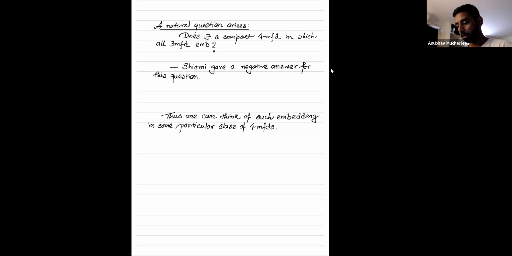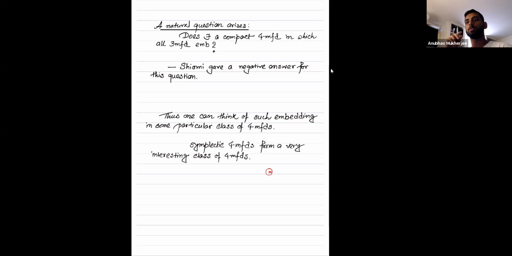Obstruction. So thus one can think of such an embedding problem in a large class of 4 manifolds. And now we know for a fact that symplectic 4 manifolds form a very interesting class of 4 manifolds. So this is sort of a classical reason why we care about this problem in the first place.